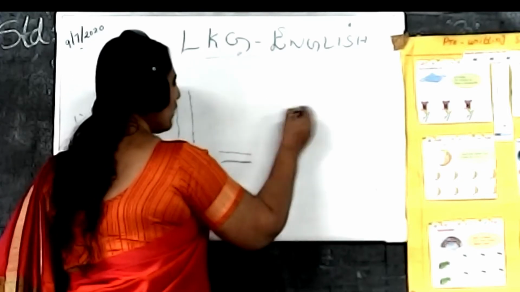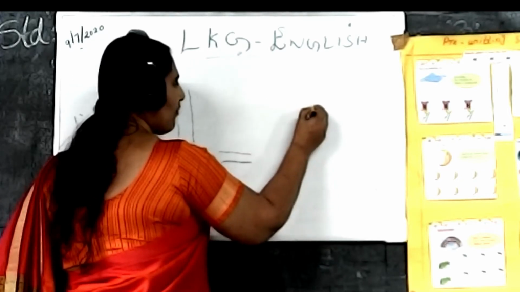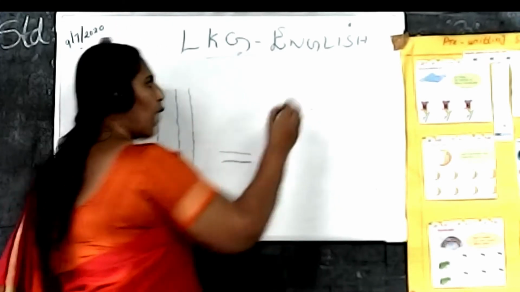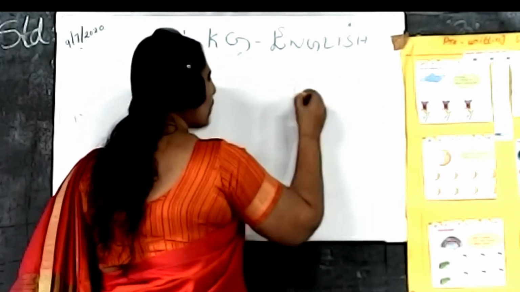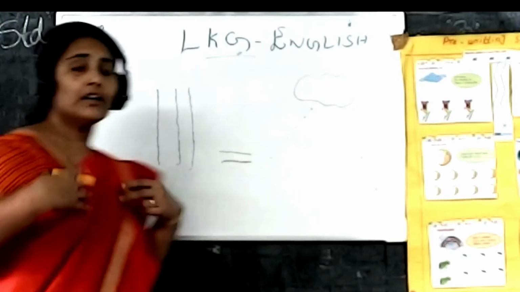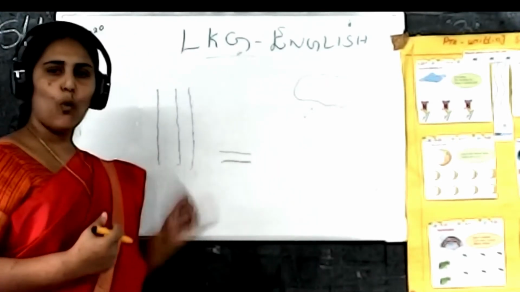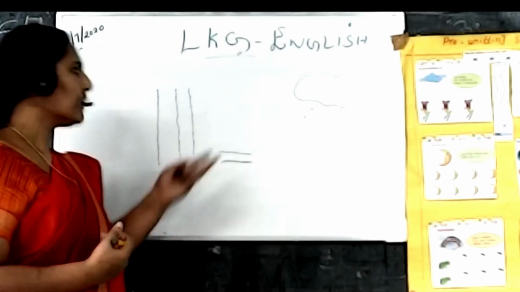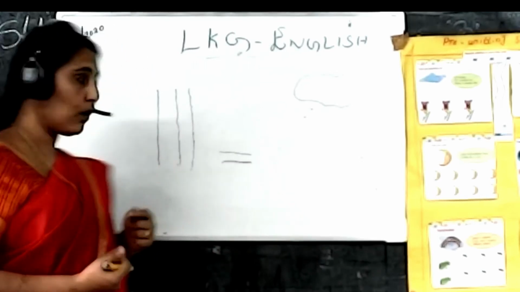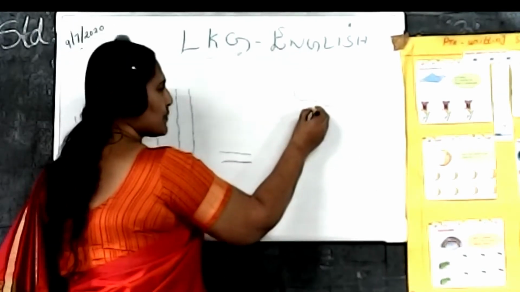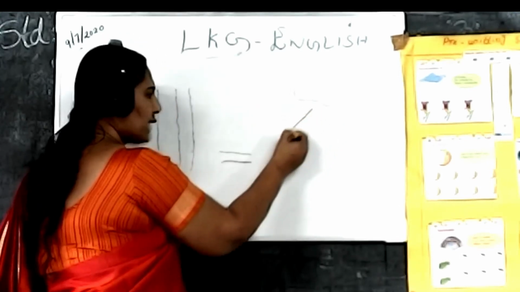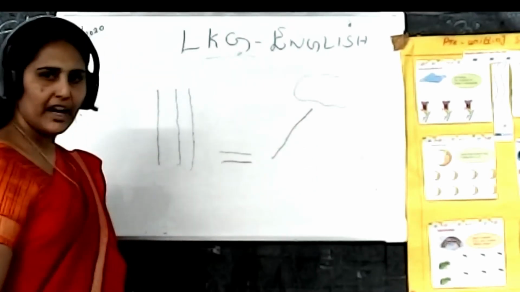Okay, next line is a backward slanting line. 1, 2, 3, 4, 5, 6. Do you see the clouds in the sky? Okay, what do you see in the sky? Sun, moon, clouds, rainbow, etc. This is the clouds. And do you see the rain? Okay, these raindrops are falling down in a backward slanting line. Okay, that's the slanting line.